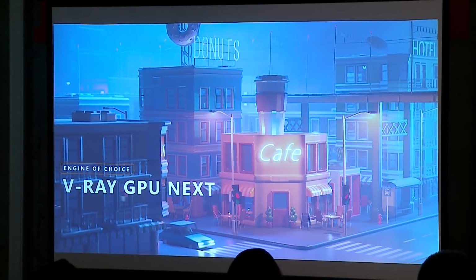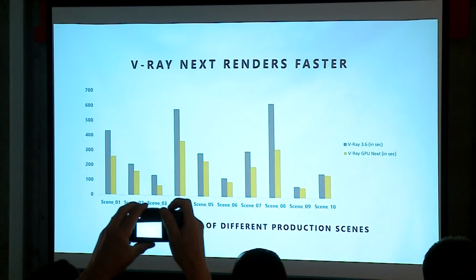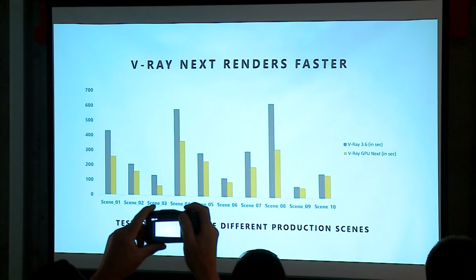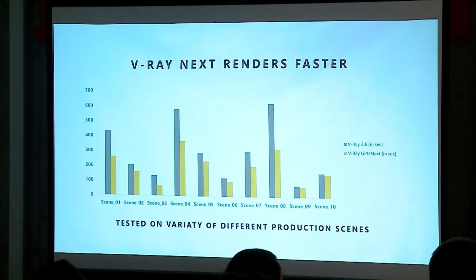So the engine of choice in our production actually was V-Ray, I think now it's V-Ray GPU, and with version Next of V-Ray, we have seen some huge improvements in rendering speed. I tested this on 10 different scenes we created in our pipeline. On the left, you have V-Ray 3.6, and on the right, you have V-Ray GPU Next. In many cases, rendering got just twice as fast.